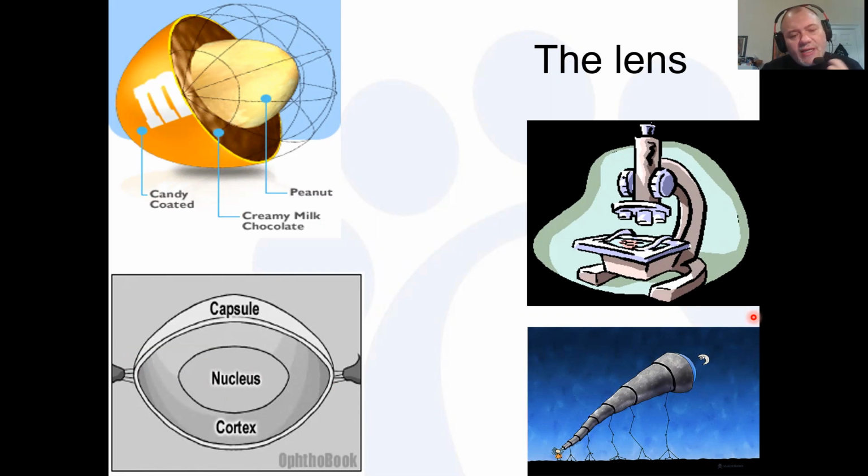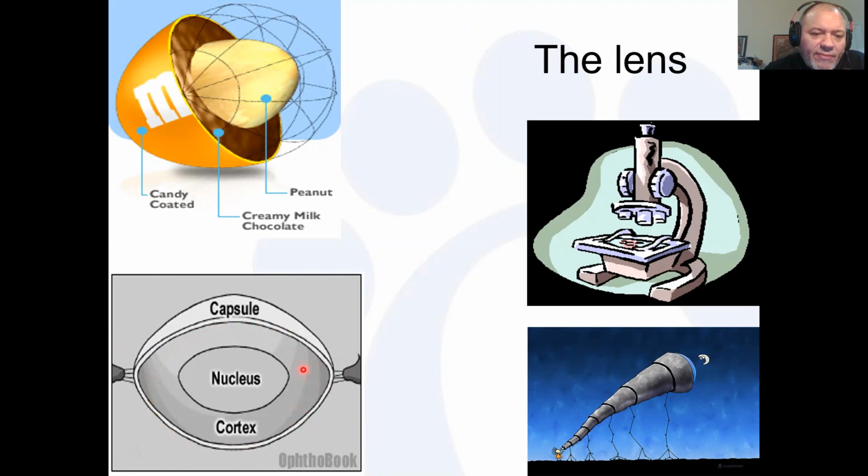So the lens is a beautifully designed part of our body. It's uniquely transparent, and also we're uniquely able to change its shape to focus light. This is a very simplified diagram taken from a great online resource called OphthoBook, which is used for human cataract surgeon training largely. And what we have is an external capsule, which is the basement membrane of the epithelial cells, which line and fill the lens itself.